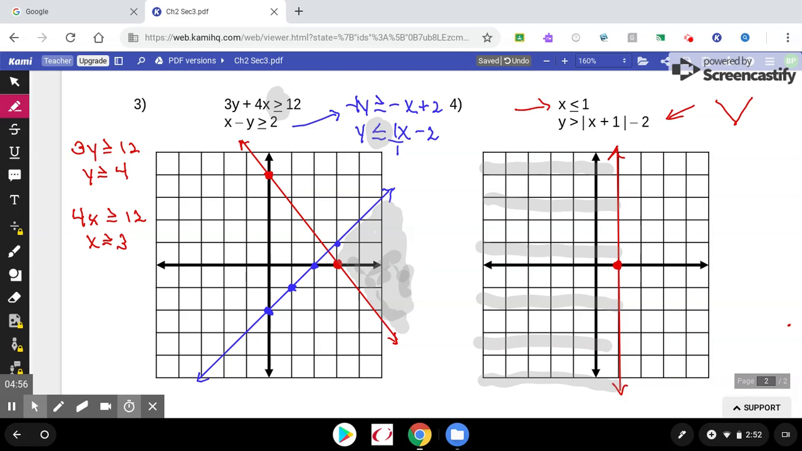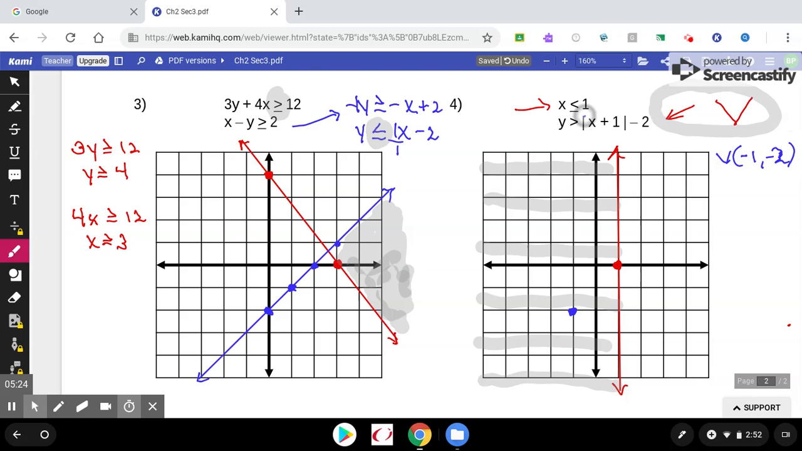If you watched the part 1 video, I had already pointed out that this bottom inequality has an absolute value symbol. And absolute value symbols are supposed to be V-shaped. So let's make sure we're drawing a V. What would be the vertex for that guy? Well, if you recall, we're supposed to switch the sign of the number inside and leave the sign of the number outside. So my vertex would be (-1, -2), which is right there.